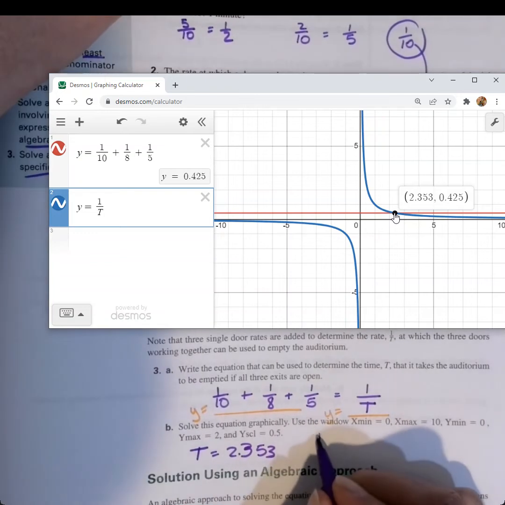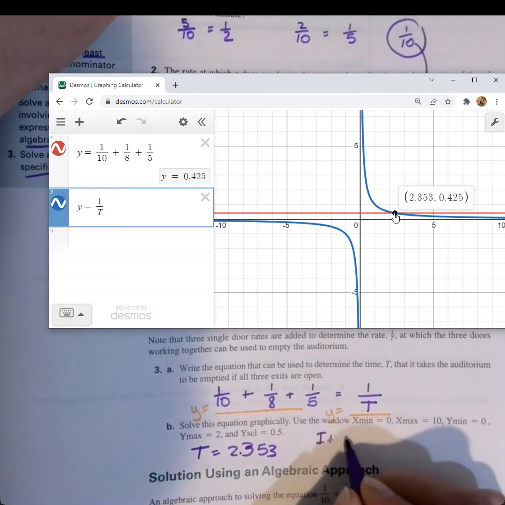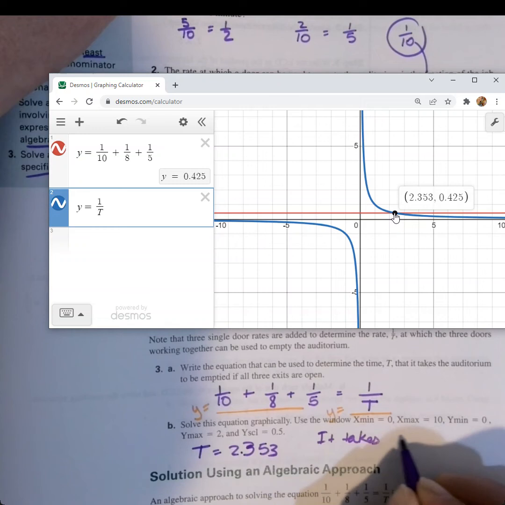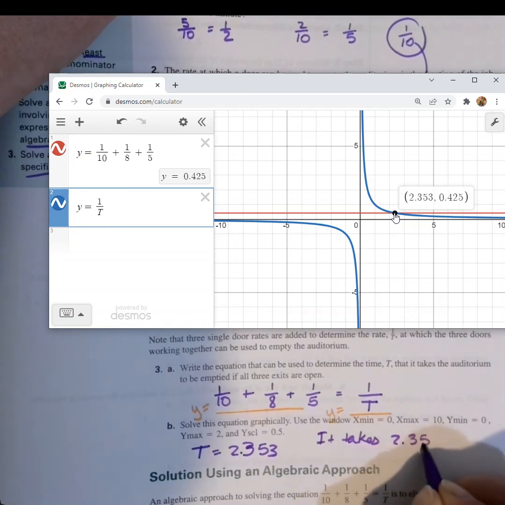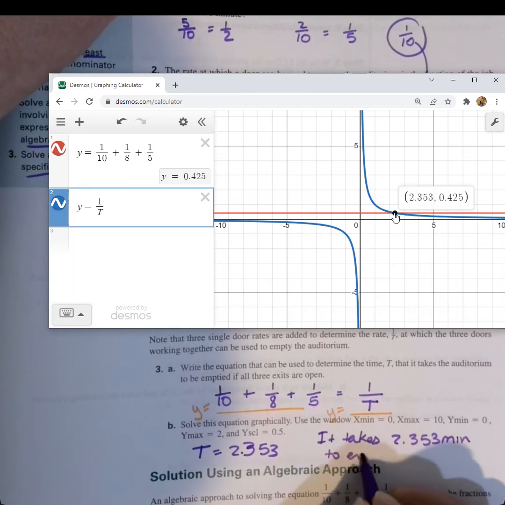So it takes 2.353 minutes to empty the room.